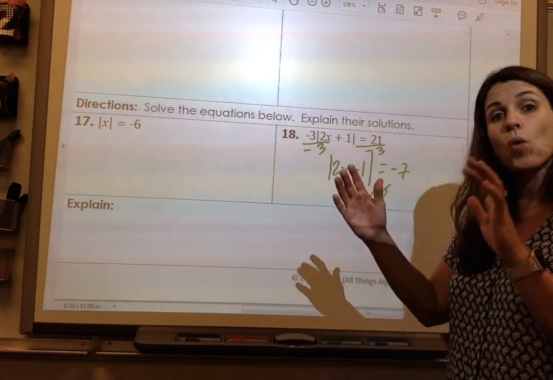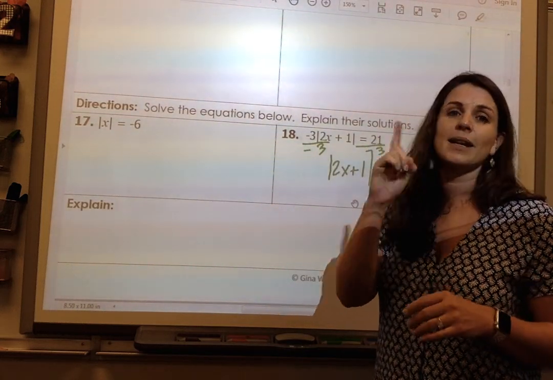So be careful there. That's going to be tricky. So watch out for that. If your absolute value is isolated, it can't be a negative.